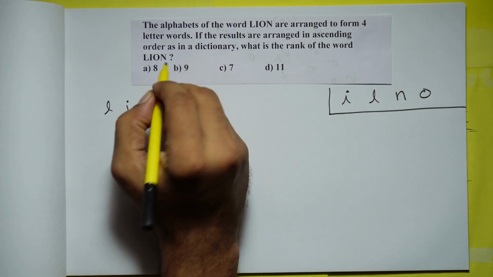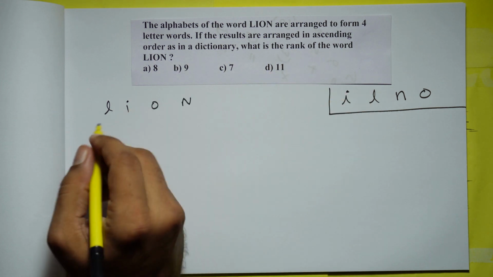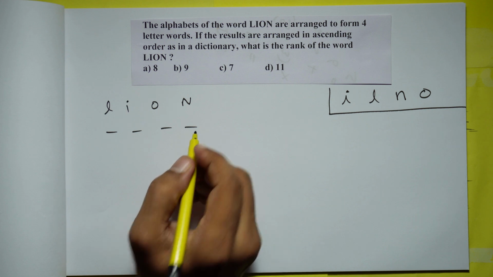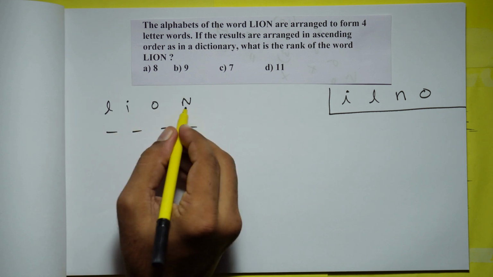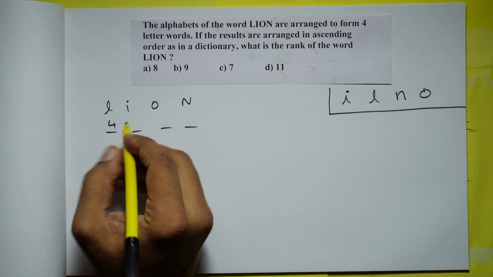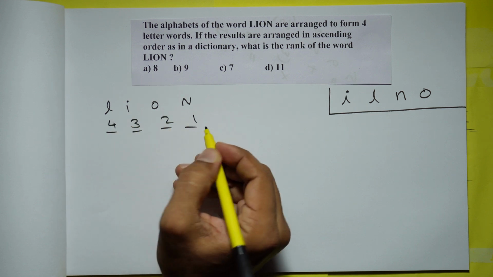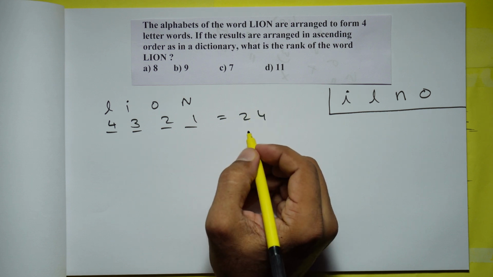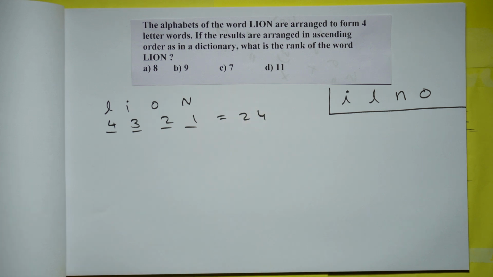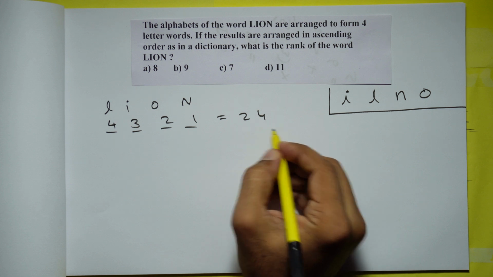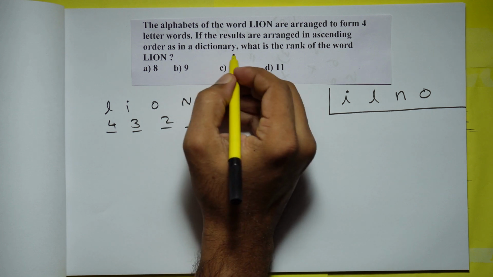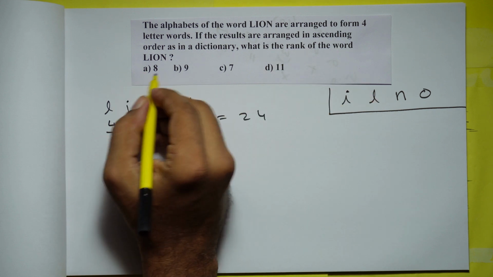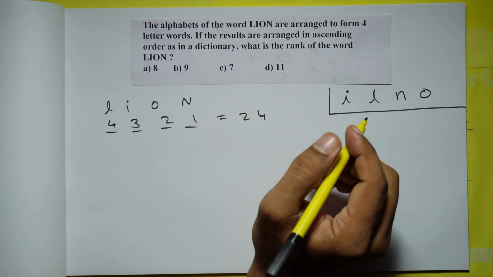First of all, let us find out the total number of words that are possible. So these 4 blanks are there. All the 4 blanks are to be filled. So this can be L, I, O or N, 4 possible outcomes. Remaining 3, remaining 2, remaining 1. So 4 into 3 into 2 into 1, 24 words are possible. Now if these 24 words are arranged like in a dictionary in ascending order, what is the rank of the word LION, or what is its position? Whether it will be 8th, 9th, 7th or 11th.